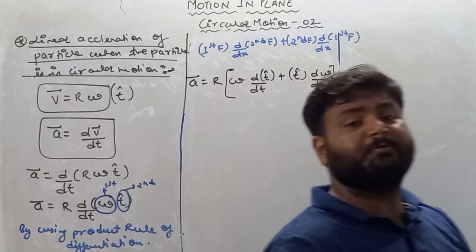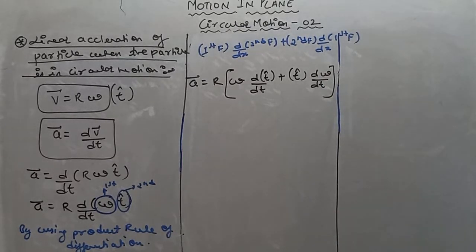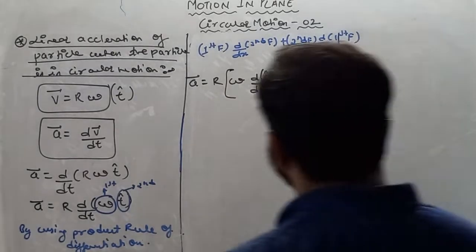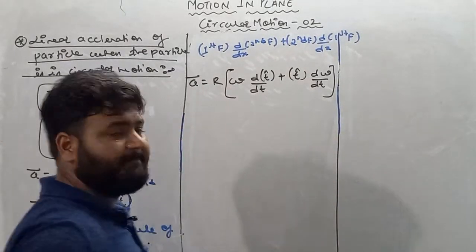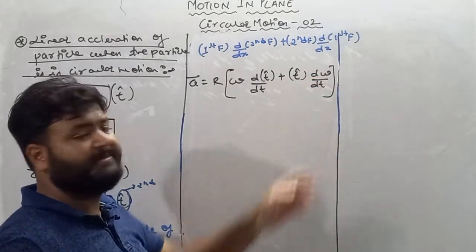We'll apply the product rule of differentiation, which says: first function as it is, differentiation of second function, plus second function as it is, differentiation of first function. So the first function is omega, I'll write omega as it is. The second function is t cap, plus t cap as it is, d omega by dt.